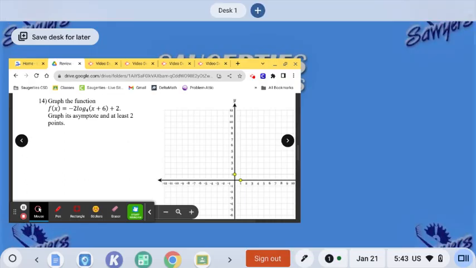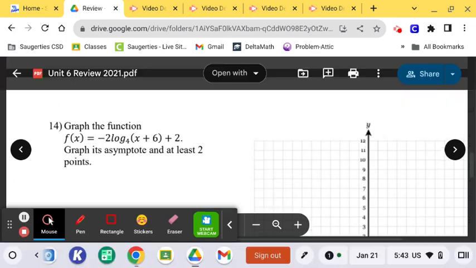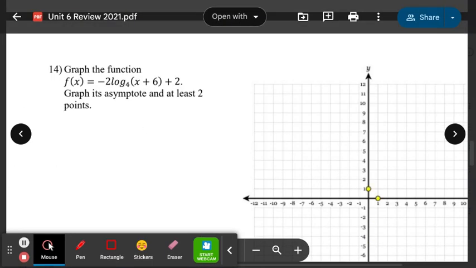So here's the thing. This was, whoopsie, from Delta Math. I'm trying to make my page bigger. Oh, come on. There we go. But really, you should plot any points that are whole numbers, okay? Delta Math, they just cared about the 2 points.